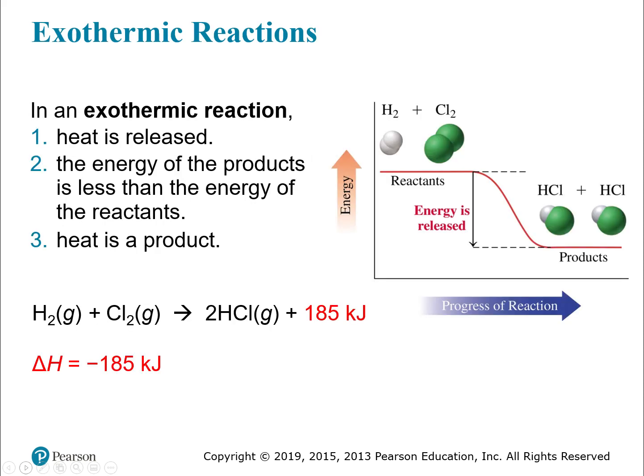We're going to add on to our terminology here. For an exothermic reaction, you're going to release heat. So when you start off with your reactants, they're going to be higher in energy than your products. When you release heat, you can think of heat as a product and write it in on the product side. When you see a delta H, exothermic reactions will have a negative delta H.